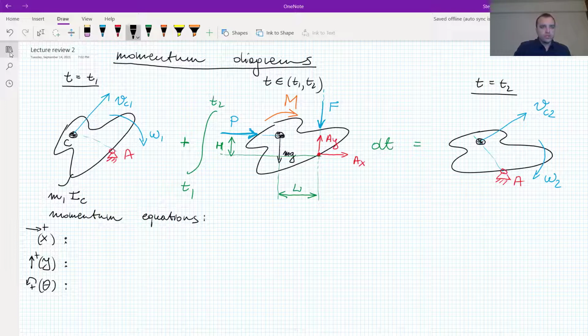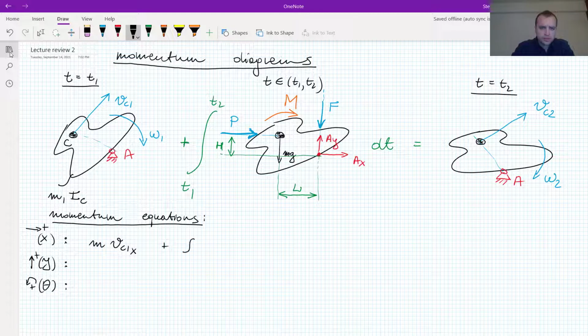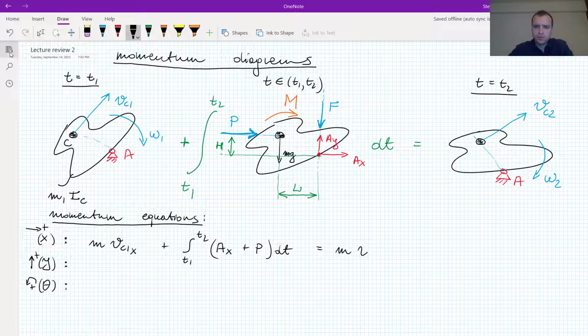So what happens in the x direction? I think here I can write m vC1x plus the integral from t1 to t2 of, I believe, Ax plus P dt, and this is equal to m vC2x.